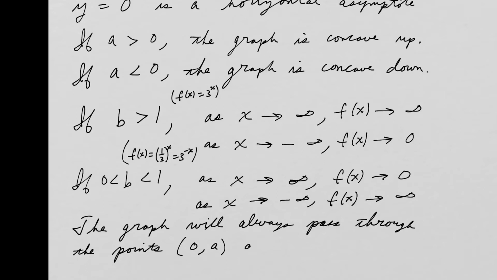And then if you plug in 1 for x, you're going to get a times b to the 1, but that's just ab. So this point will also always be on that graph, right? If we have the general exponential function a times b to the x, and I plug in 1 for x, I'm going to get f of 1 equals a times b. Okay, so it has to pass through those 2 points.